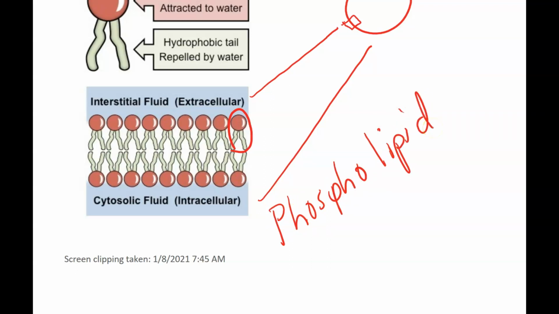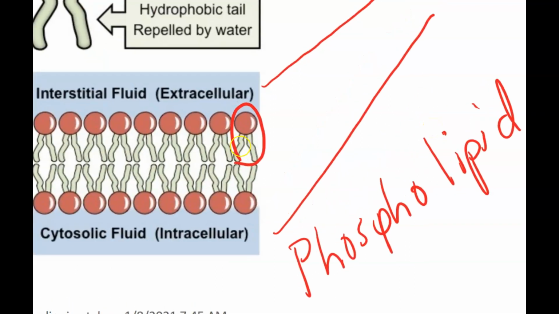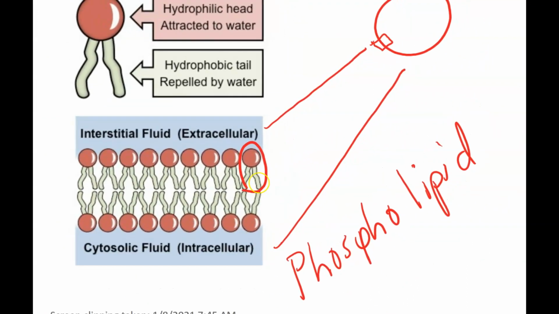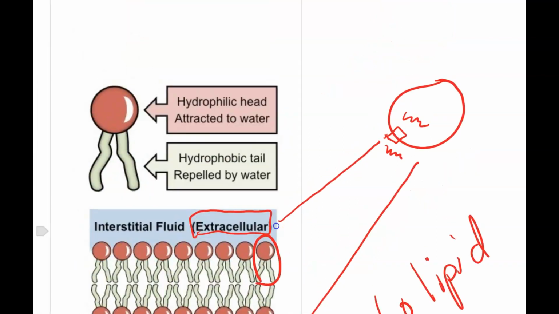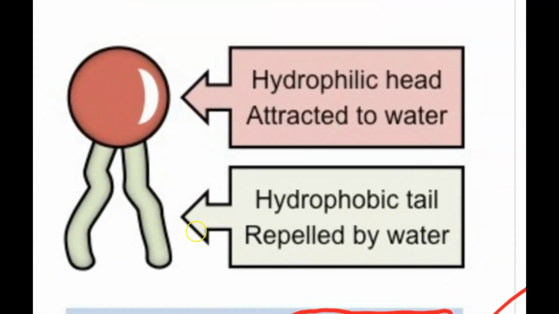So we've learned the structure of lipids, and now we're zooming in on this. This area right here is what we call the extracellular area, which is outside of the cell. And then we have all of this fluid inside the cell, which is called the intracellular area. The extracellular area is going to be called the interstitial fluid, and then the cytosolic fluid is going to be our intracellular area. Let's take a look here at one individual phospholipid.